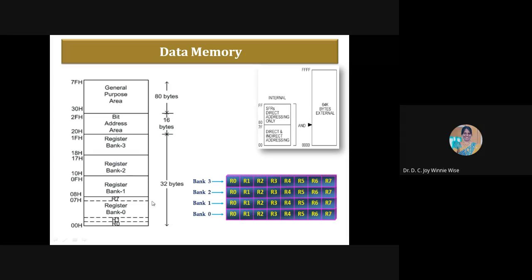Got it? So in 32 bytes, all 4 banks will be available. Another 16 bytes is used for the bit addressable area, and another 80 bytes is used for general purpose. These memory locations are referred to by 8 bits. Don't forget this. These memory locations are referred to by 8 bits, from 00 to 7F.